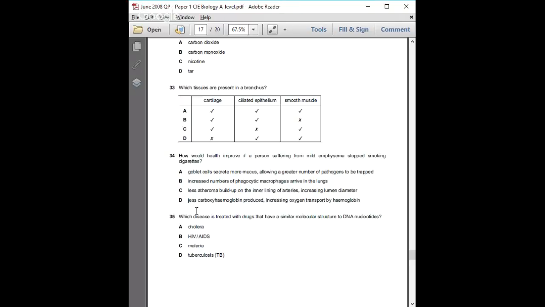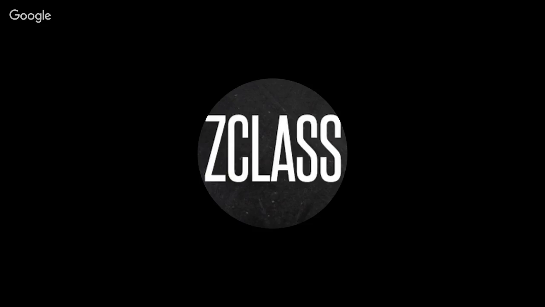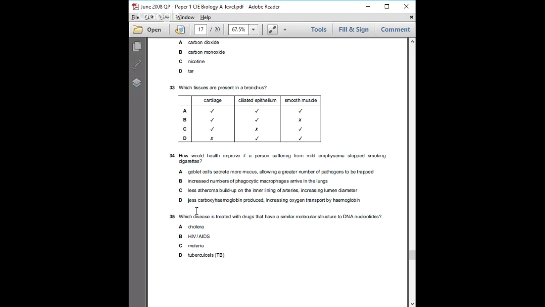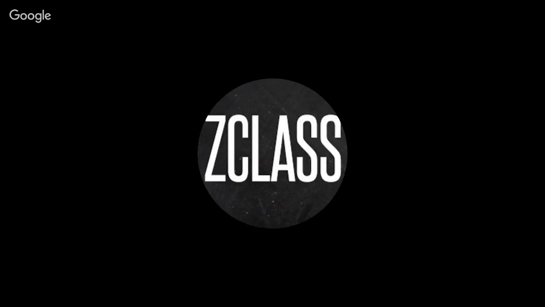So when you stop smoking cigarettes, you decrease the carbon monoxide level in the blood. And so as carbon monoxide is gradually removed from the blood, you have less carboxyhemoglobin being produced. And so instead, hemoglobin becomes occupied by oxygen. Therefore, the oxygen carrying capacity of the person increases. Okay, but how would the oxygen capacity affect the number of phagocytic macrophages arriving in the lungs?